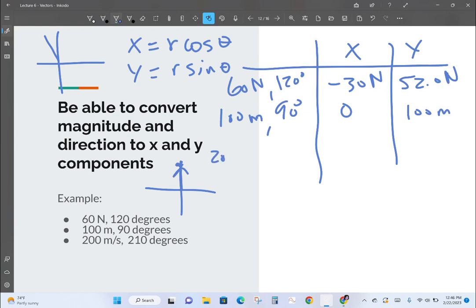And then the last one will be 200 meters per second at 210 degrees. I get negative 173 meters per second for x, and I get negative 100 meters per second for y.